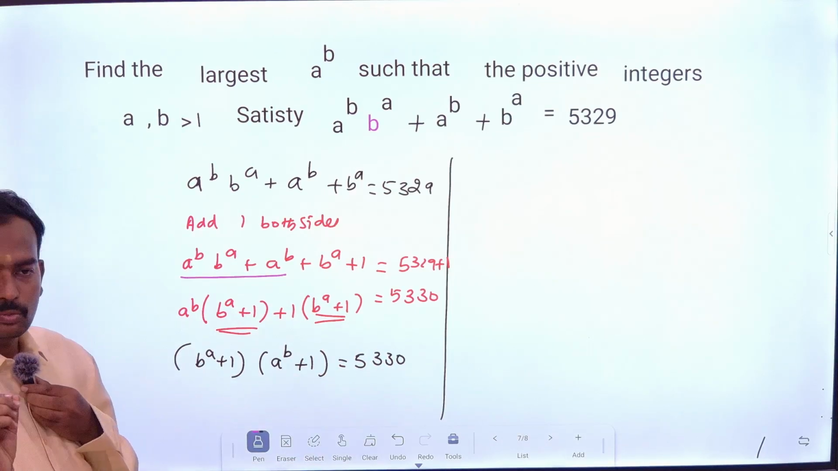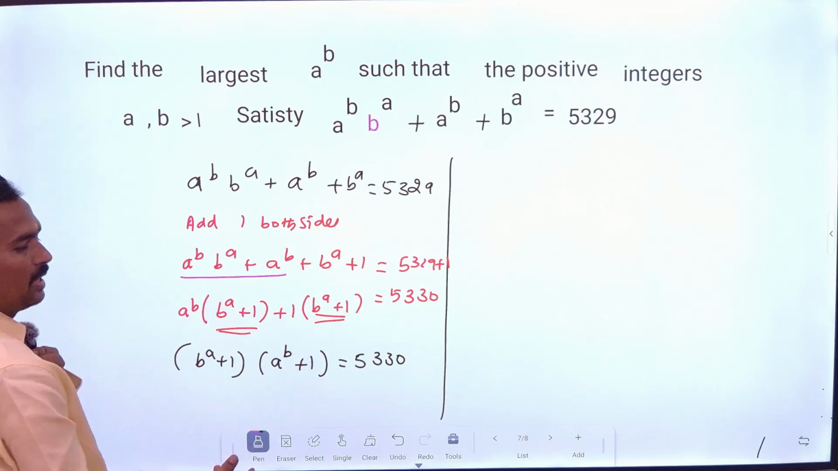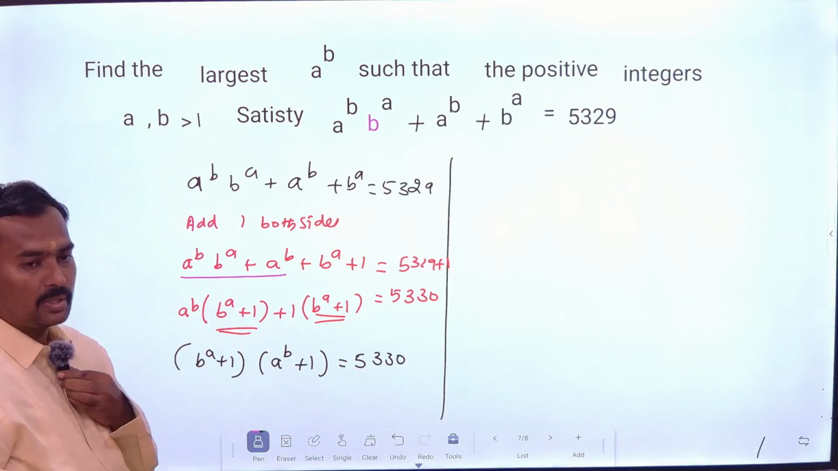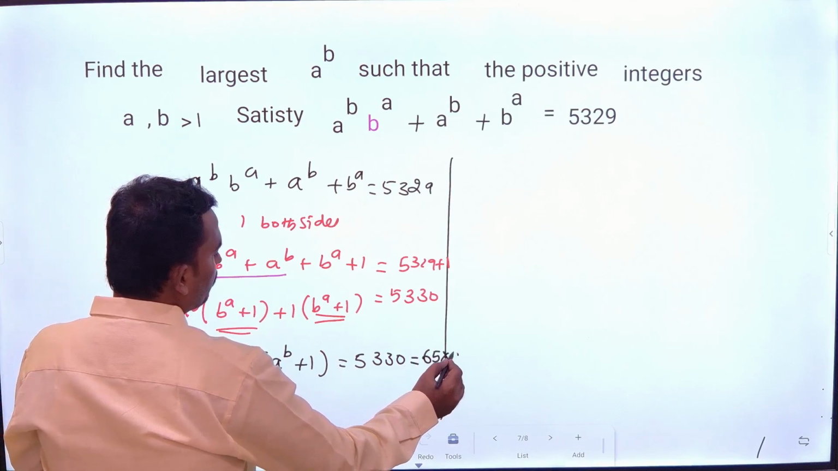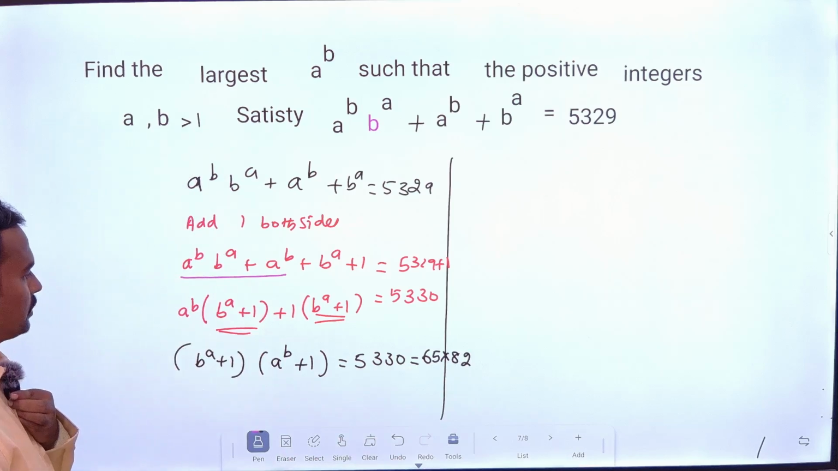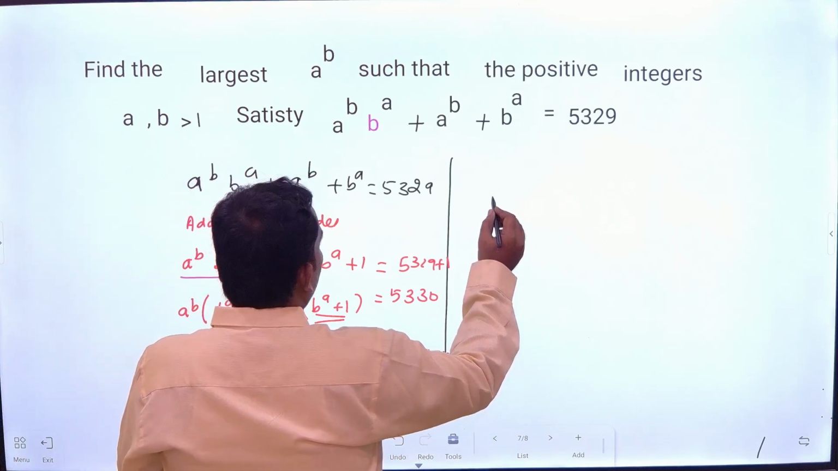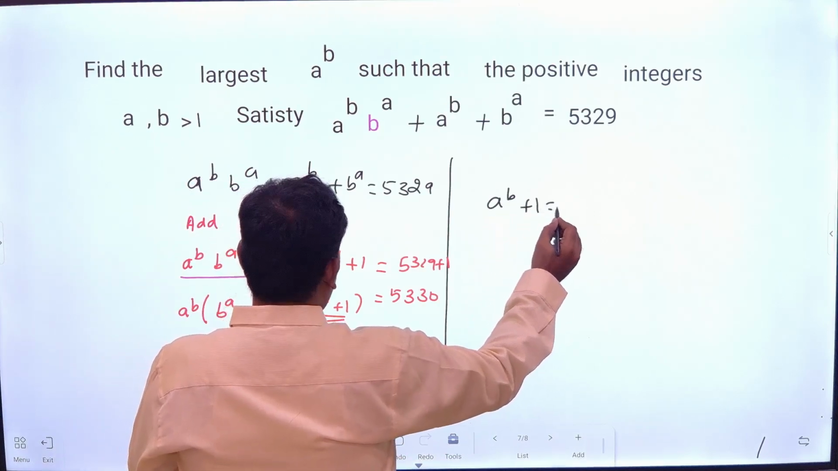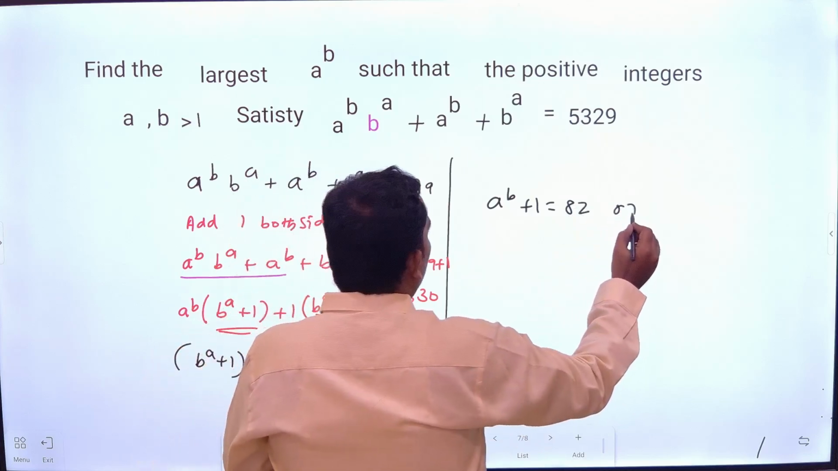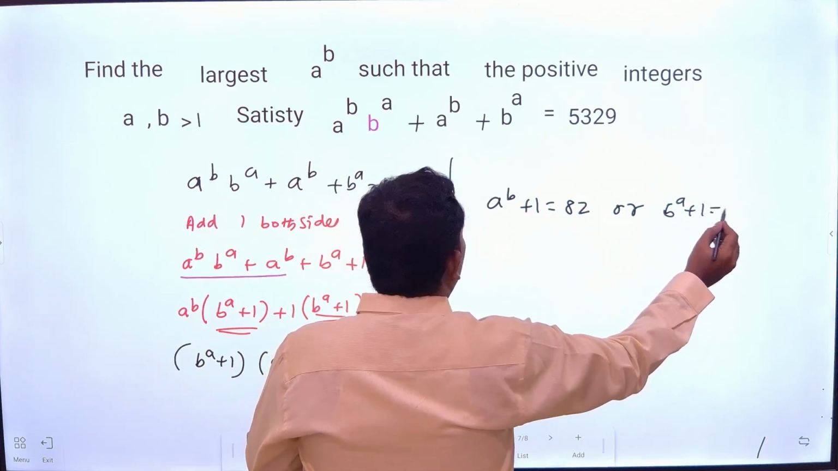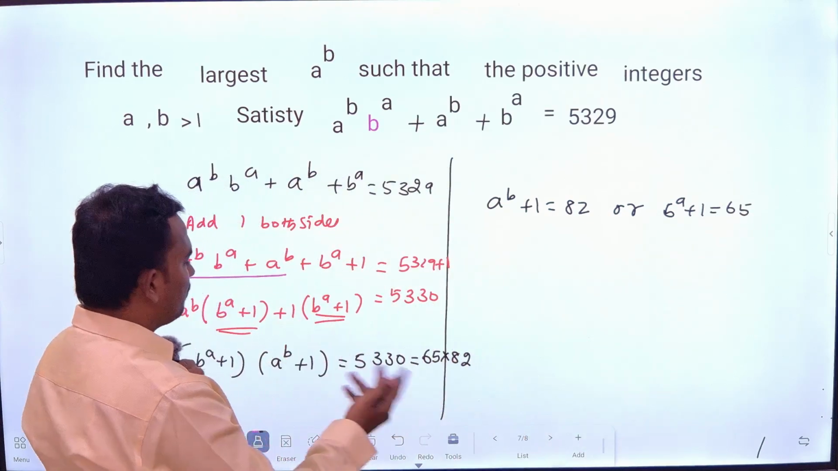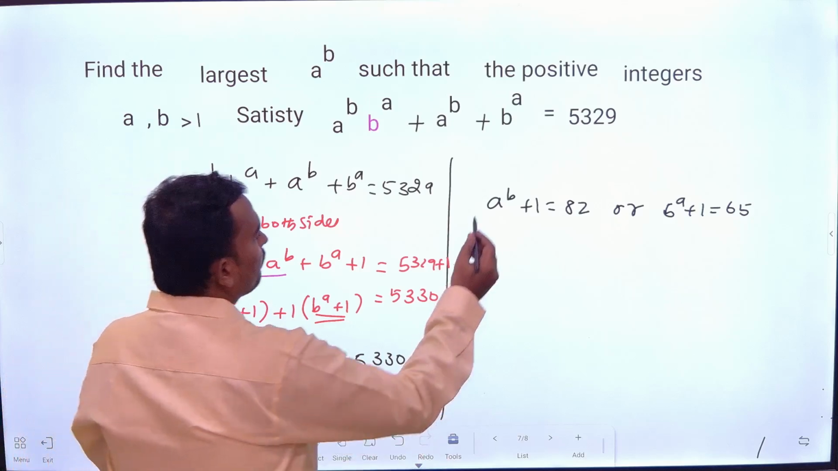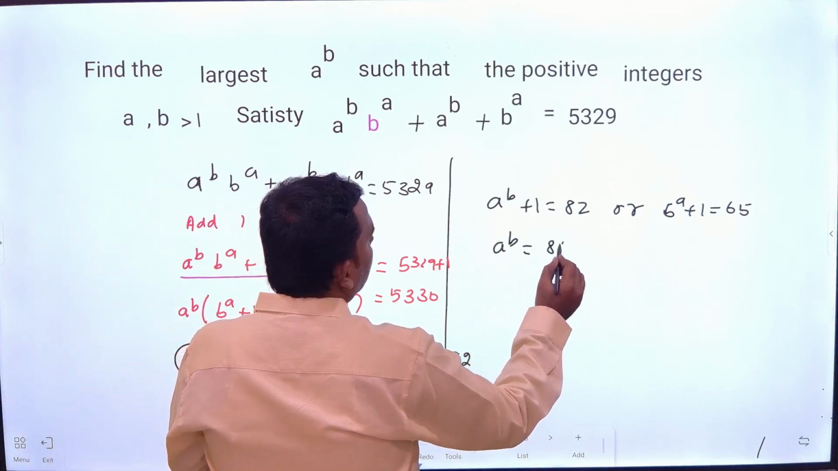For these kinds of questions, you have to do one thing: the product of two expressions equals 5330. Now you can factorize this; obviously you can write the factorization as 65 times 82. We need the largest a power b, so what are the possibilities? a power b plus 1 is equal to 82, and b power a plus 1 is equal to 65. You can take any order, it doesn't matter.